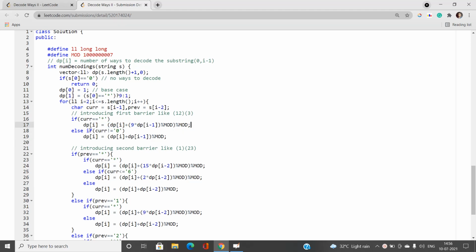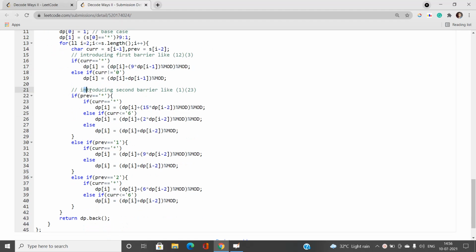And if it is not equal to 0, just go with the previous one, because as I've already introduced the barrier, my current character is going to be only a single character like this one. You can see it is only 3. Now what about introducing the second barrier like this one, taking this as a whole.